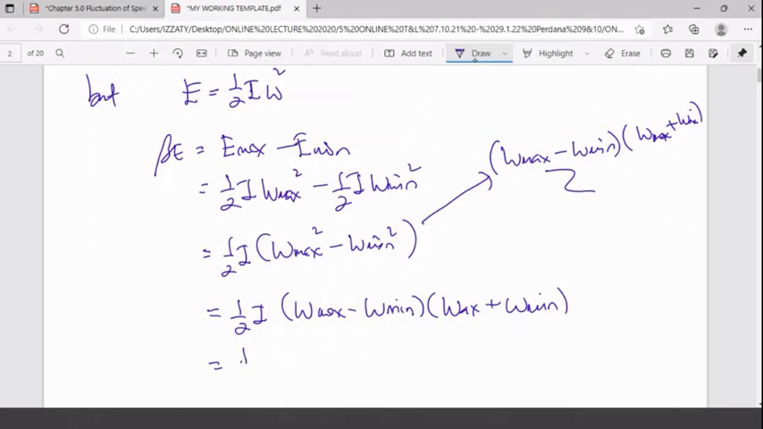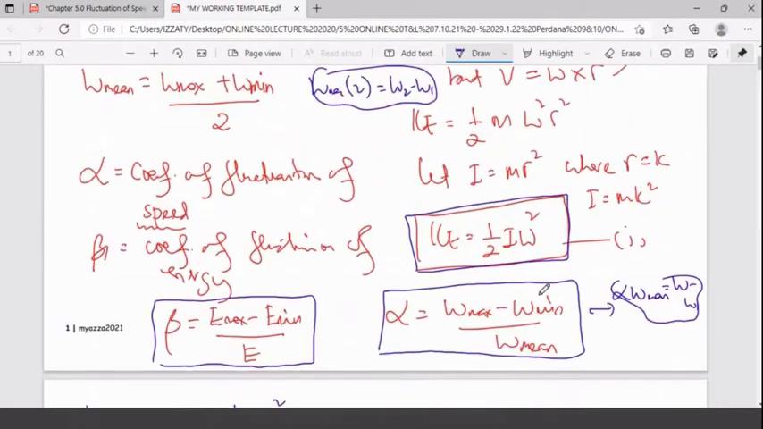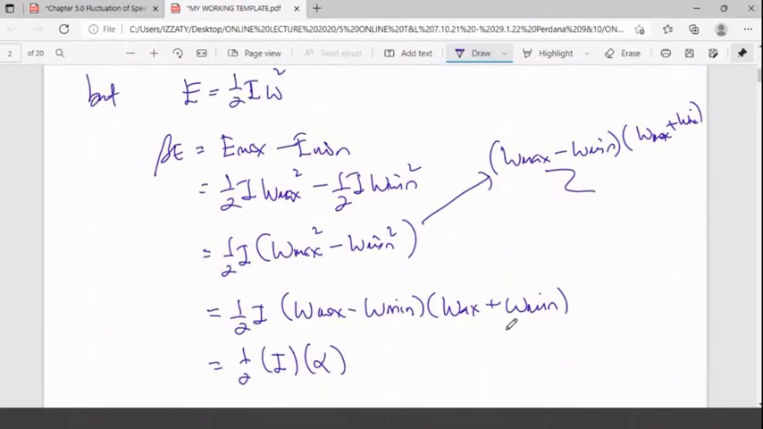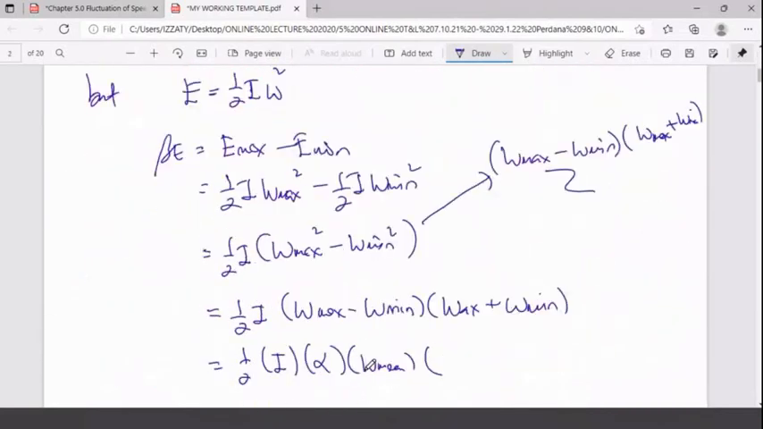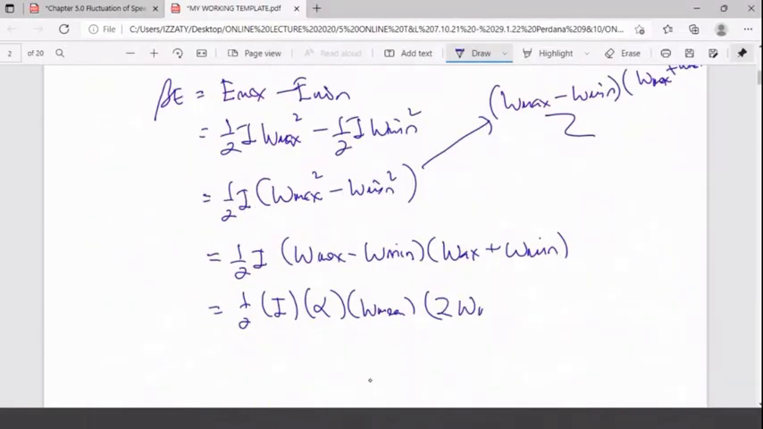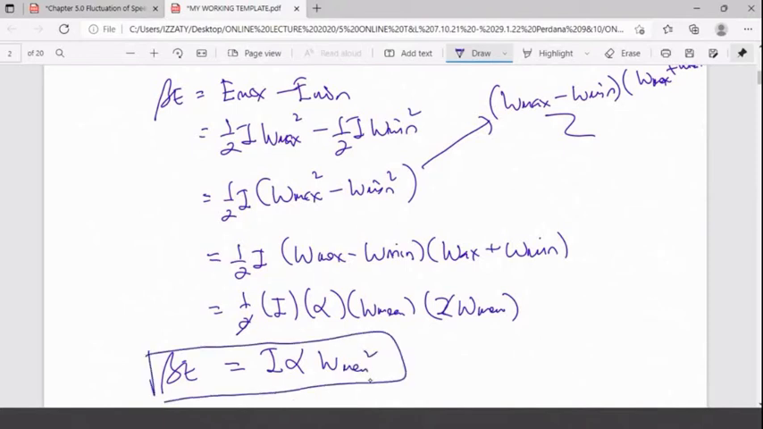So you have equal to half I, and you have alpha omega min, put in the alpha omega min. Here you have 2 omega min, so this one is 2, and this one and this one cancel. So basically you have beta E equal to what? I alpha omega min to the power of 2. Any question up to that?